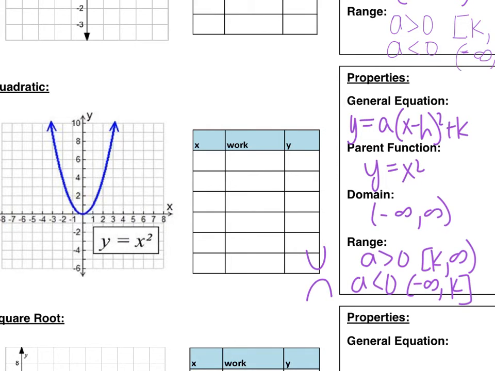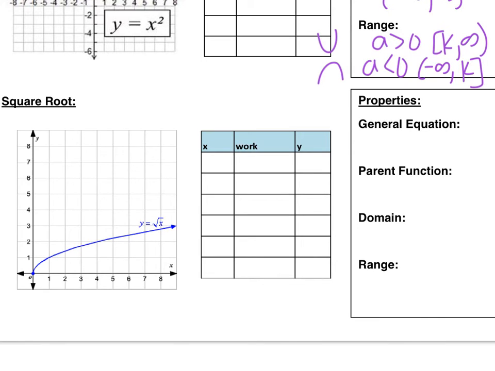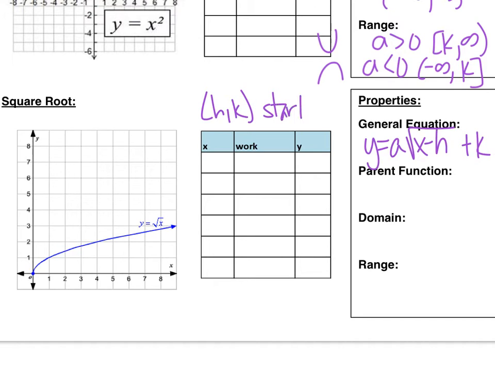All right, our next function is going to be the square root. Okay. And the square root general equation is y equals a times the square root of x minus h, plus k on the outside of the square root. Okay. (h, k) is your starting point. And the parent function is just y equals the square root of x. It's the basic square root. Okay, but we are going to have restrictions on the domain and range.